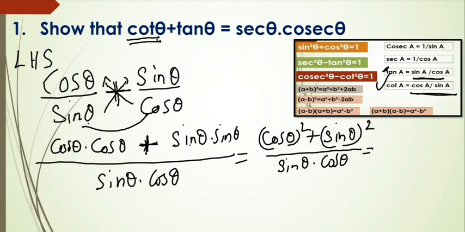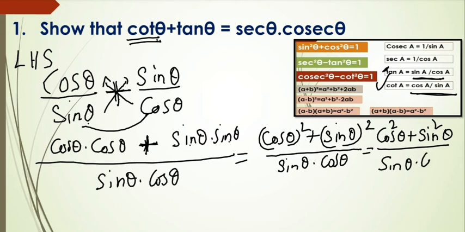Observe that cos theta whole square is nothing but cos square theta, so we have cos square theta plus sin square theta by sin theta into cos theta. Cos square theta plus sin square theta, we have to identify that; we have the trigonometric identity. Now we have to apply this trigonometric identity. Instead of cos square theta plus sin square theta, we can write 1. So now the numerator becomes 1, and the denominator is sin theta into cos theta.